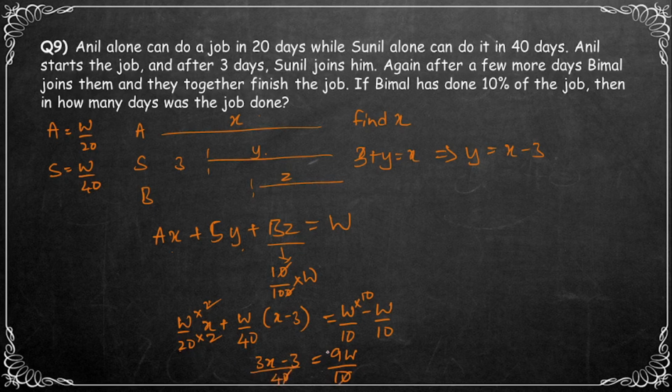So W gets cancelled, right? It is on both sides. So we have 9 into 4, 36. 3x minus 3 is equal to 36. So x is equal to 39 divided by 3. So the answer is 13 days.